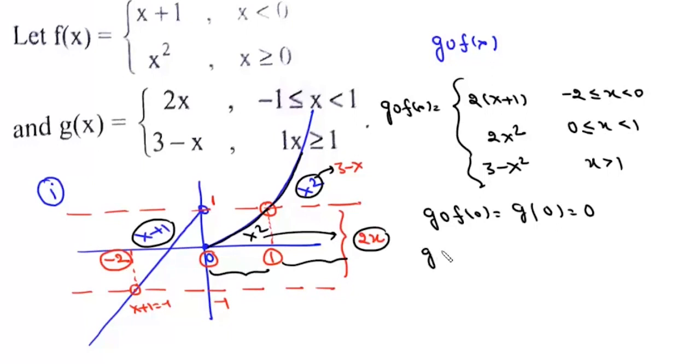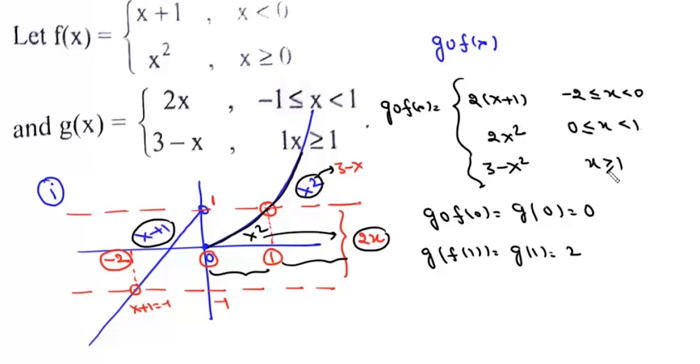And in the same way, we will find g of f(1). Now f(1) will be 1, so it will be g(1). And g(1) is 3 minus x, which is 2. Now if we put 1 here, it is 2. If we put 1 here, it is 2. Since it is continuous at 1, we can put this equality sign anywhere. So that is the definition of g of f(x).